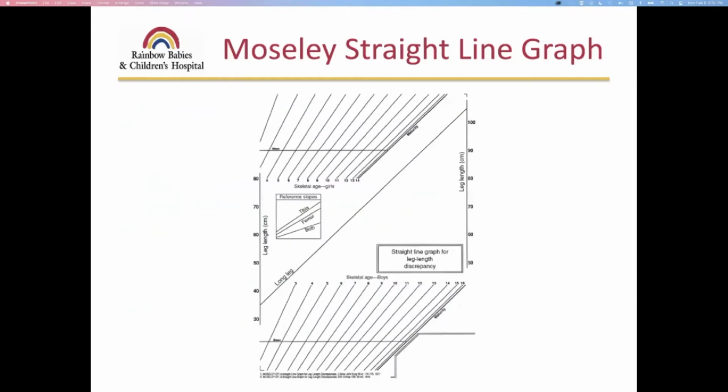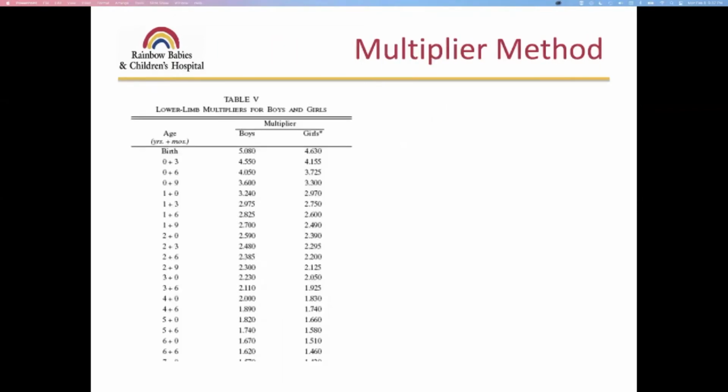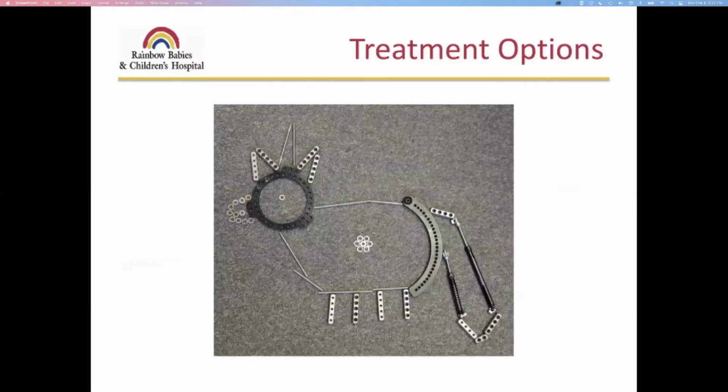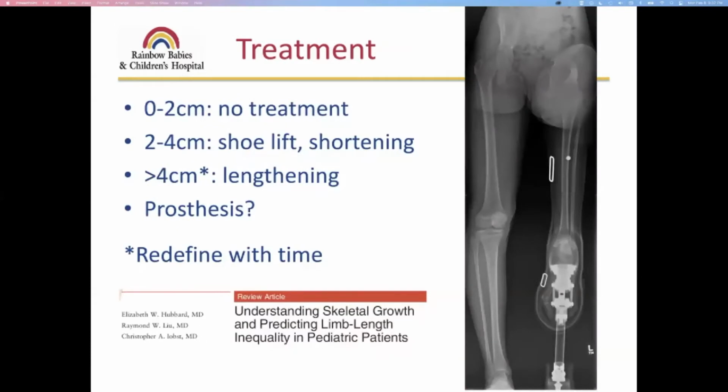The Moseley straight line graph is an excellent system. It does take a little bit more time to draw out your patient's visits on this, but it works in an excellent fashion. There's also the multiplier method, which is useful in that you can make predictions based on a single visit, and you can do so fairly quickly because there are apps out there that allow you to do this quickly in clinic.